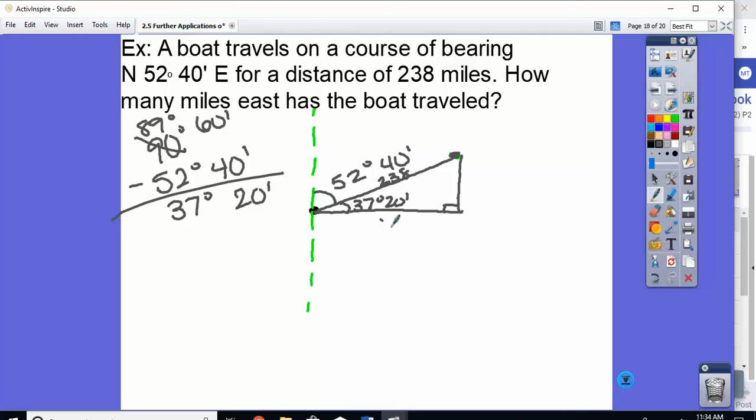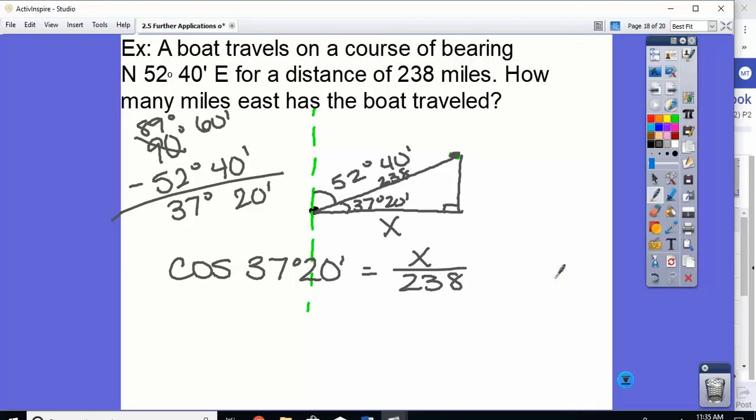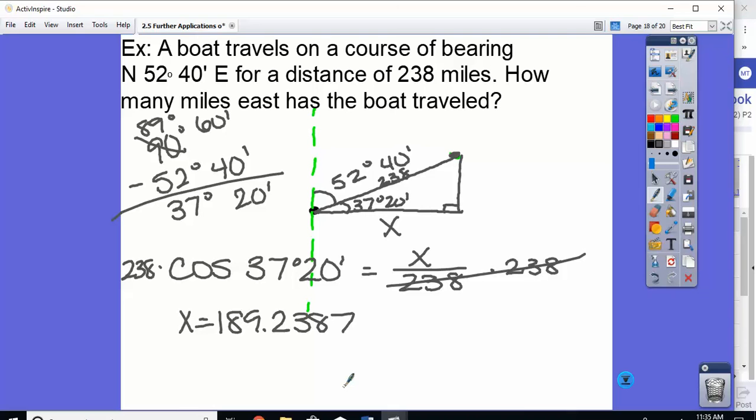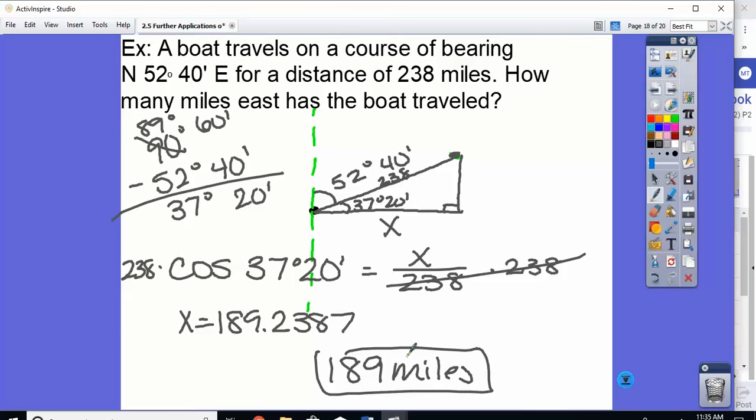We're trying to find how many miles east, so that's this. So from here, that would be adjacent. 238 is my hypotenuse, so we are doing cosine. So multiply over your 238. Remember, we can put that all in the calculator at once. 238 cosine, and do 37 plus 20 over 60. How many significant digits did we have in the problem? 3. So we would call this 189 miles. Are there questions?